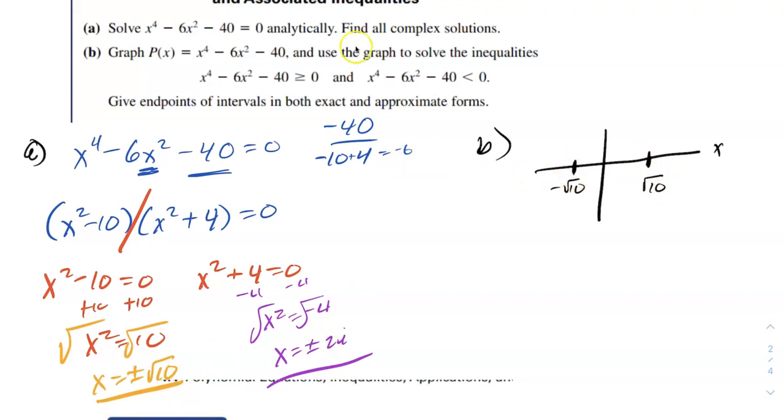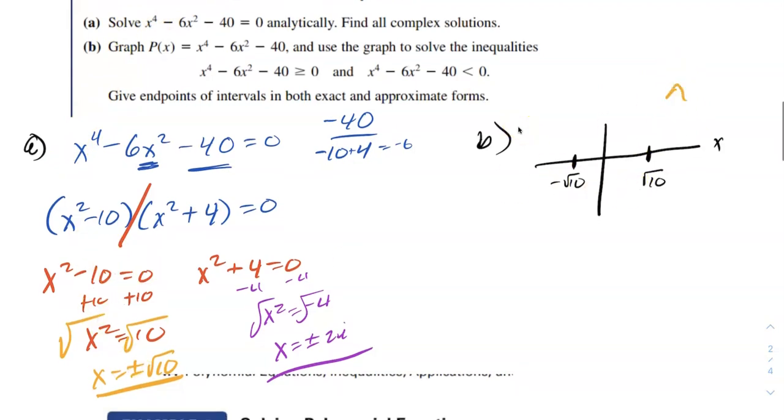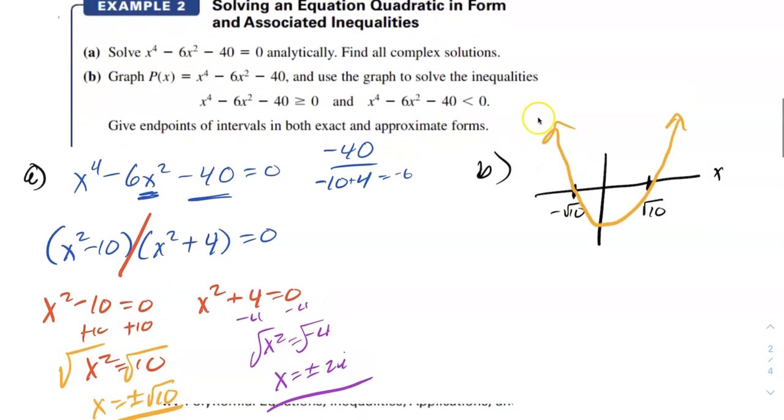So, let's graph it. Again, it's a positive x to the 4th, so that means we're going to start on the top right, and all my multiplicity is 1, so I'm just going to go through both of them one time. So, start top right, go through. Again, we're just doing a sketch. Don't need the y-intercept or anything. So, there we go.